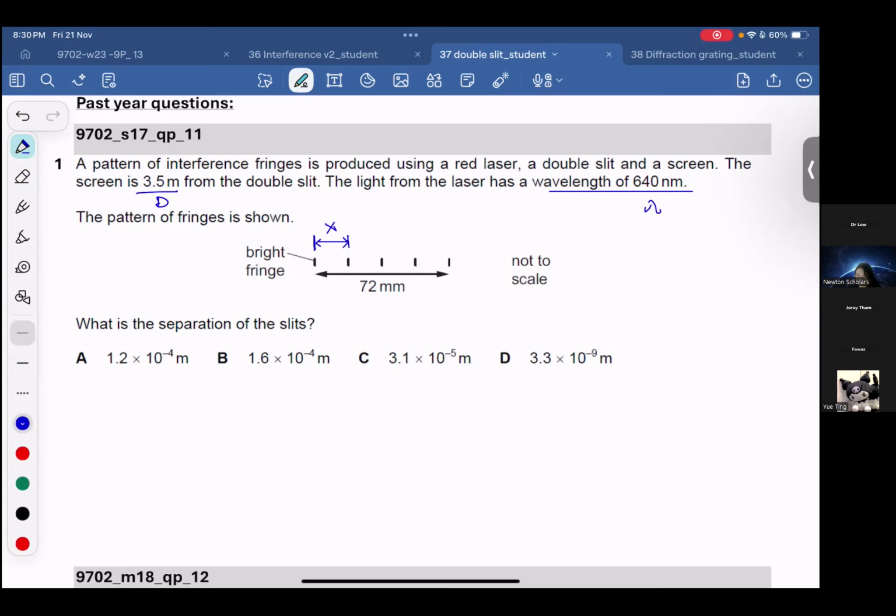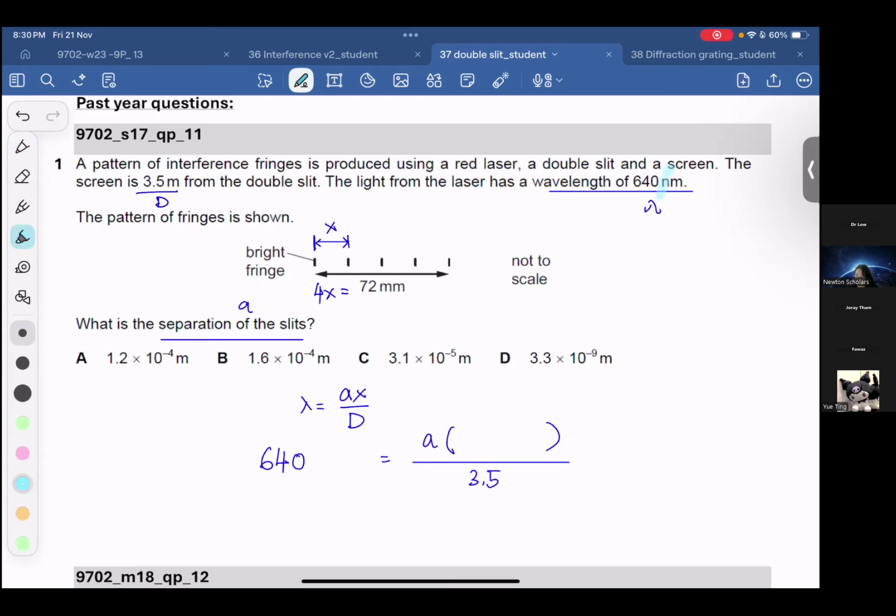How many X for 72? 1, 2, 3, 4. 4X actually is 72. So wavelength equals to AX divided by D. Your wavelength is 640, equals to your A. Where is your A? They're asking you about A, the separation of the slit. What is your X? Calculate. What is your D? 3.5. Dear, can you try? What is your X? Then what is your wavelength? Be careful with the wavelength.